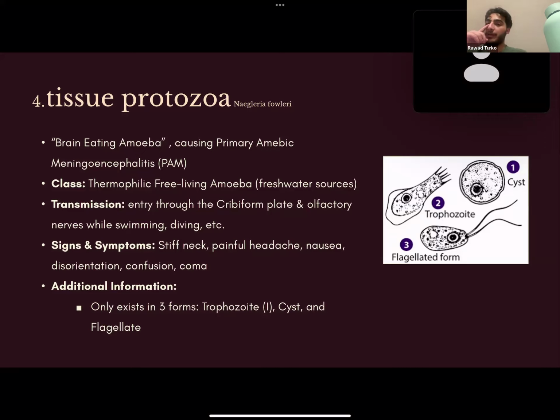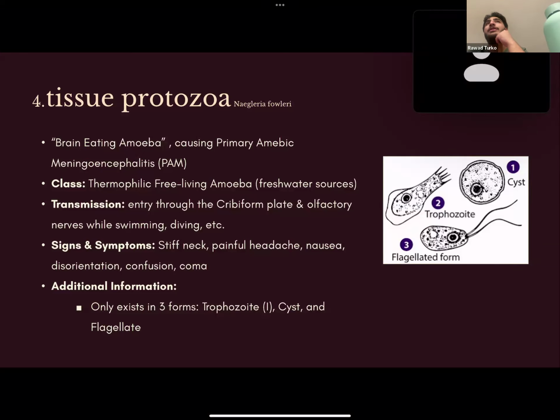But anyways, the transmission of Naegleria fowleri is through the cribriform plate, and then they travel up the olfactory nerves. The olfactory nerves are in charge of your smell. So your smelling sensation travels up these nerves, and then it affects your brain.